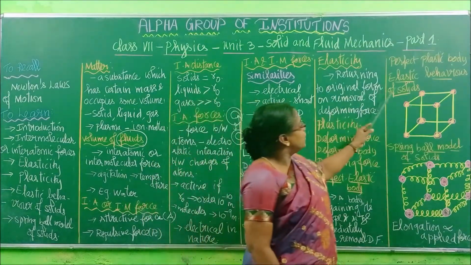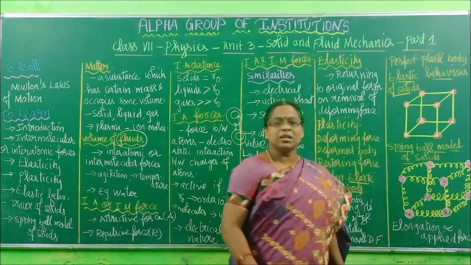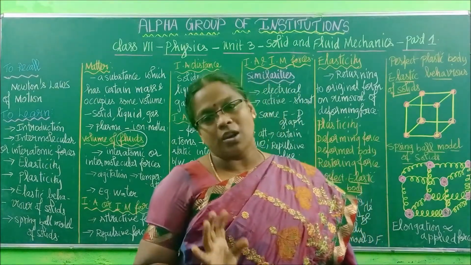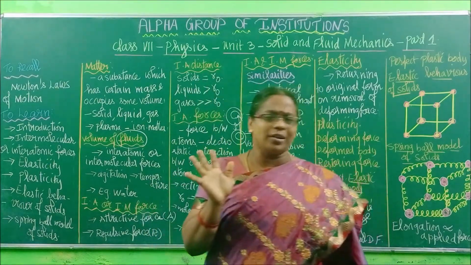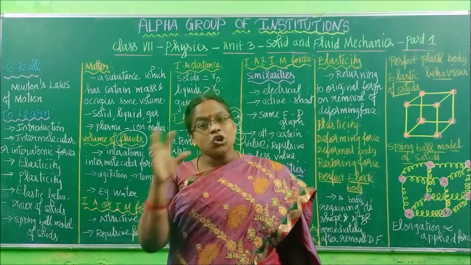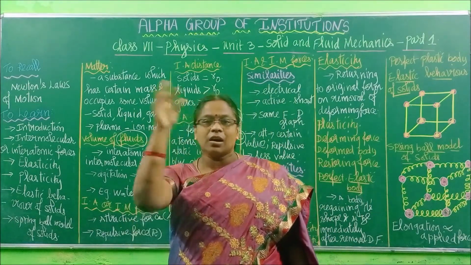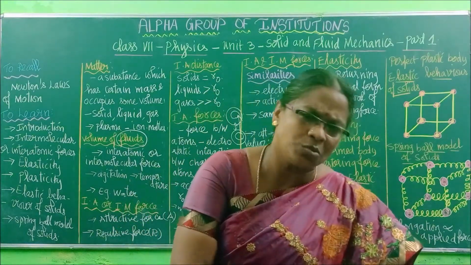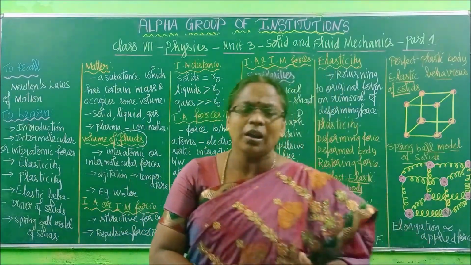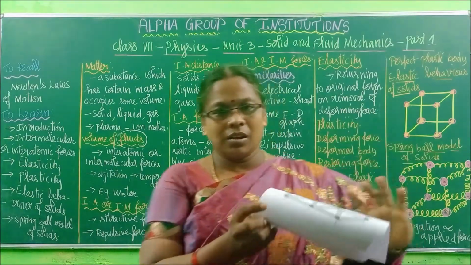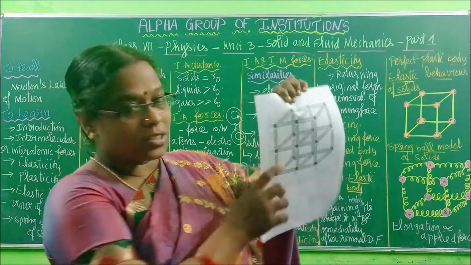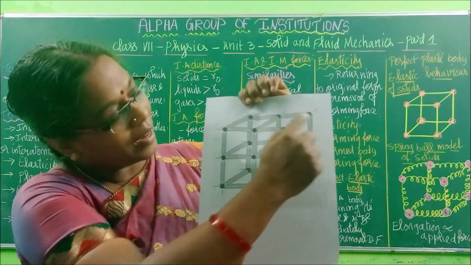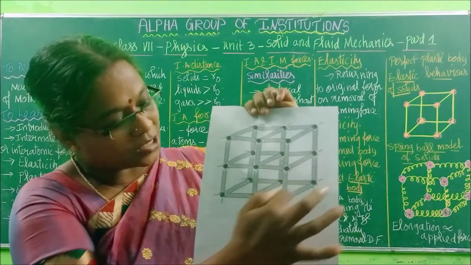Now, elastic behavior of solids. How do elasticity and plasticity happen in solids? Solids have atoms everywhere in the body. There is one theory: the atoms are arranged like this. I will show you in close-up. Solids are arranged at the corners of a cube-like structure.